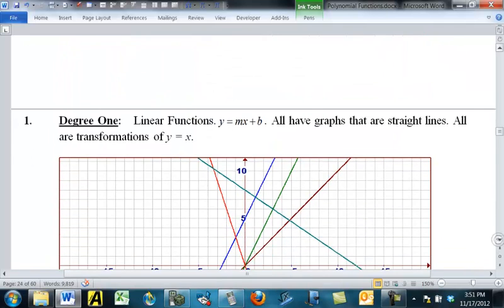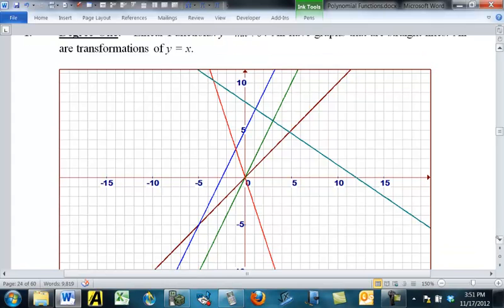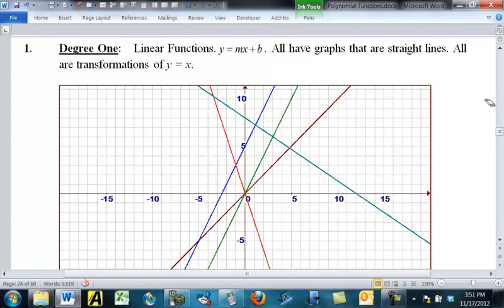The next simplest kind are the degree 1 polynomial functions, which are linear functions. The graphs are straight lines. All are transformations of y equals x. So here's several to graph. Of course, if the arrow is pointing down on the right, that's with a negative leading coefficient, which in this case is our slope, m. And if the arrow is pointing up on the right, they have positive slopes, a positive leading coefficient.